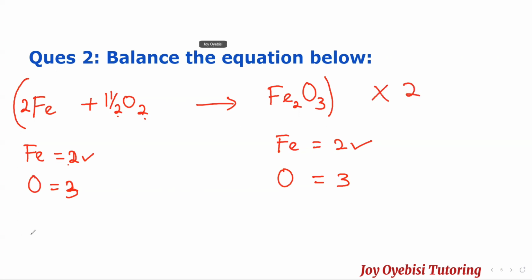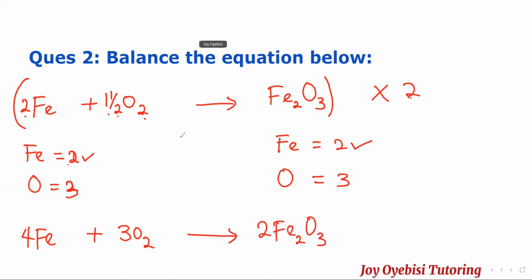And when you do, your balanced equation would then be 2 times 2 here would be 4Fe plus 2 times 1.5 would be 3O2. And then on this side, you have 2 times this would be 2Fe2O3. Note the multiplication does not affect the subscripts. These numbers are not to be multiplied, okay? The only thing you multiply are the numbers in front.